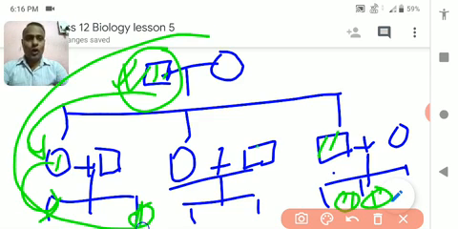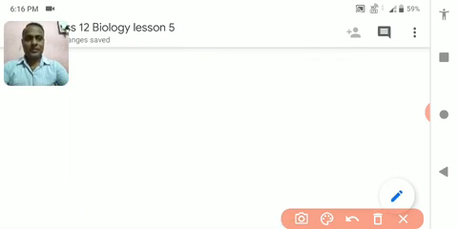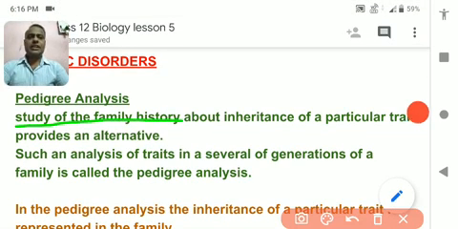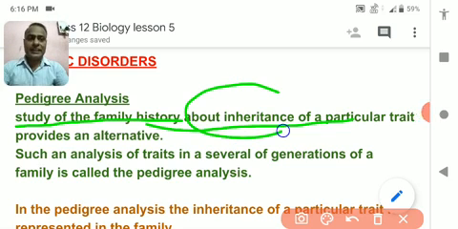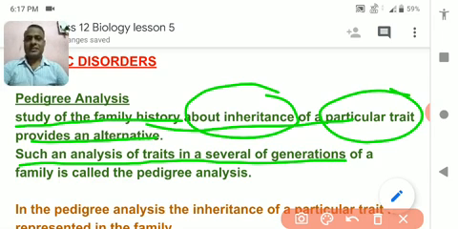Pedigree is all the things that I have drawn over here. It is a family tree that makes you understand about a particular kind of inheritance that goes from parent to offspring. So let's have a look. What is called pedigree analysis? Pedigree analysis is a study of family history about inheritance of a particular trait. It provides analysis of a trait in several generations. It can be done for several generations.